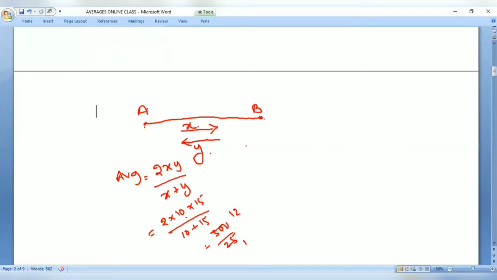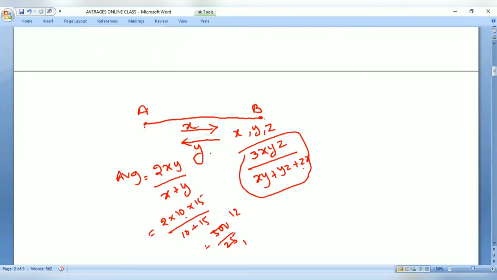Similarly, if between these 2 points he traveled with different speeds x, y, and z, 3 types of speeds are given, then what will you do? Same concept. 3 into xyz divided by xy plus yz plus zx. This is the formula. Okay, this is zx.